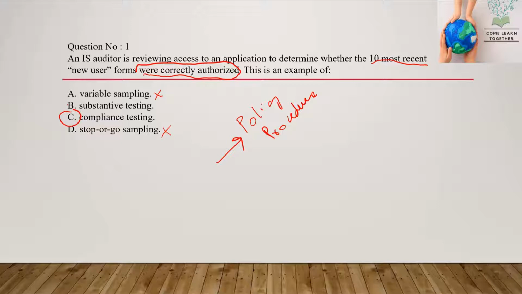And the other reason being, substantive testing actually means detailed testing of a process, just to see whether the process or the underlying circumstances are actually in order, or we are going to test the process itself. We are not actually having a baseline or a policy or a procedure to verify whether something is correct or not correct. So when it comes to correct or not correct, it is basically compliance testing, and let us see what the answer says.